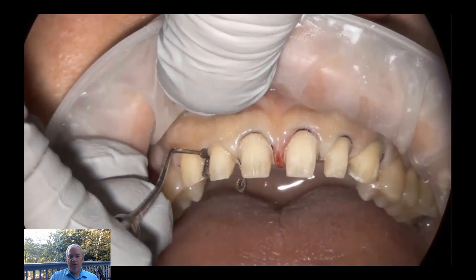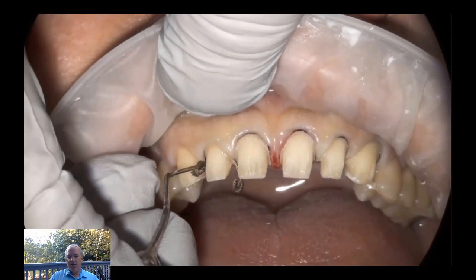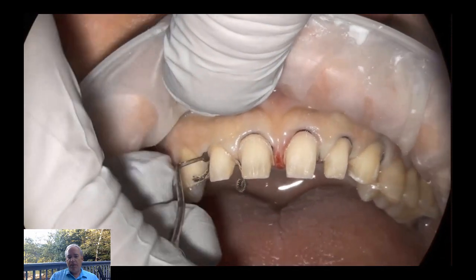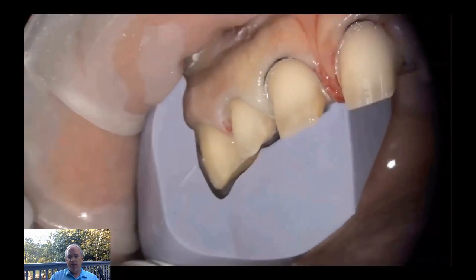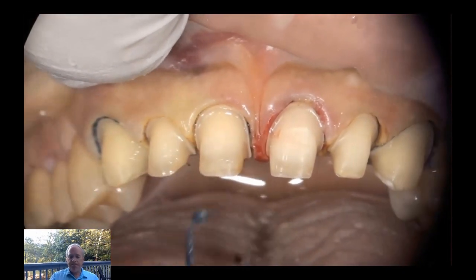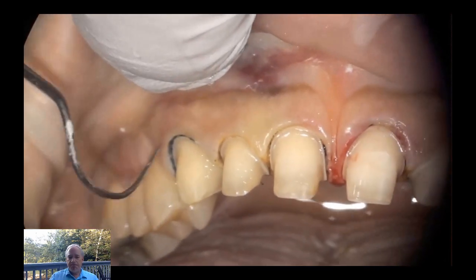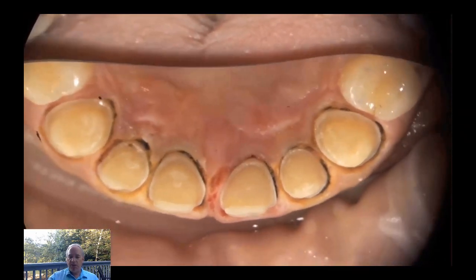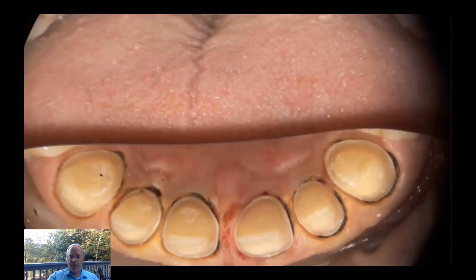And the other thing, we know exactly the contours we're shooting at. So doing a provisional will be very easy. I can check my reduction from 3 planes. Get really good retraction and a really good impression.